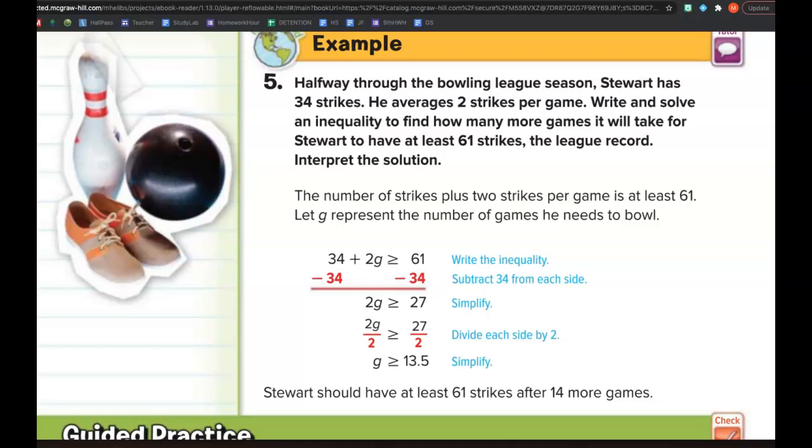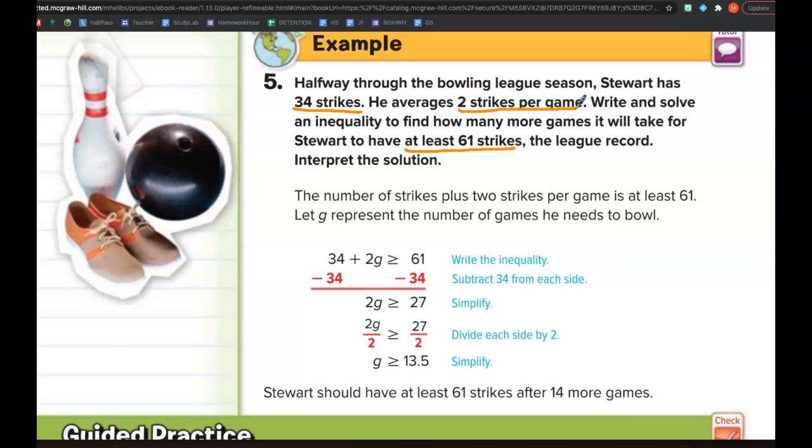What's one thing that we need to know out of there? Peyton, what's one thing? He already has 34 strikes. What's another thing, Adriana? He needs at least 61 strikes to tie the record. Okay? What else? Connor? Good. He averages 2 strikes per game.